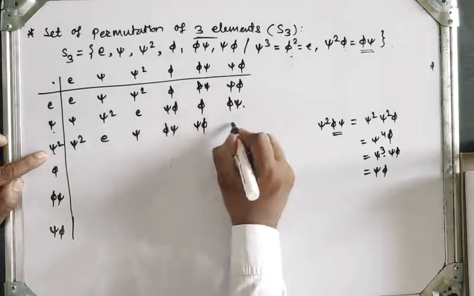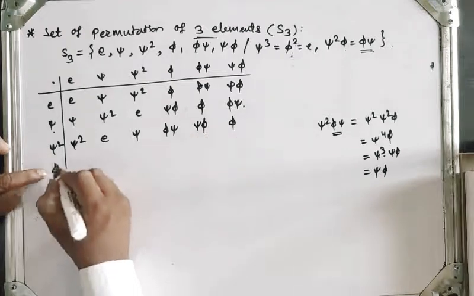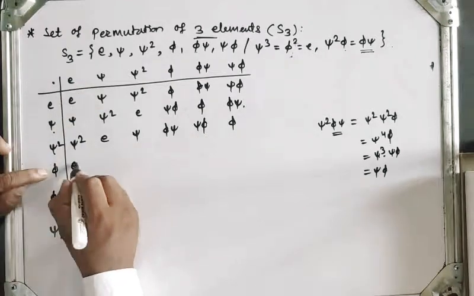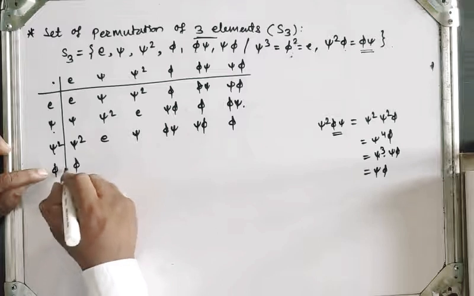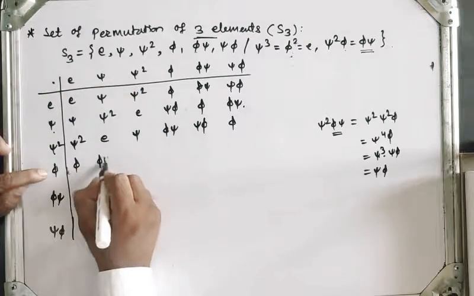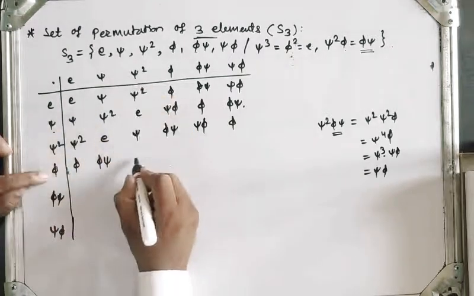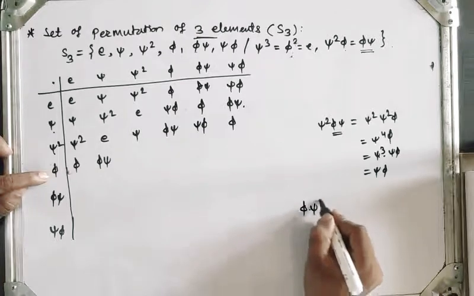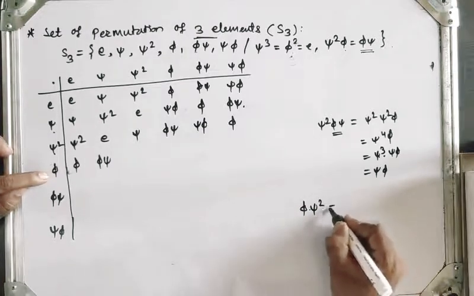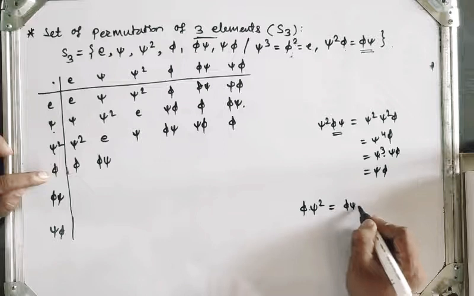Psi cube is identity, means what? Only phi. So here phi into identity, phi into psi, phi into psi square, so phi into psi square. So I will write it as phi into psi.